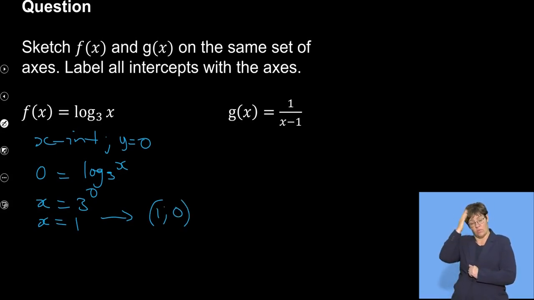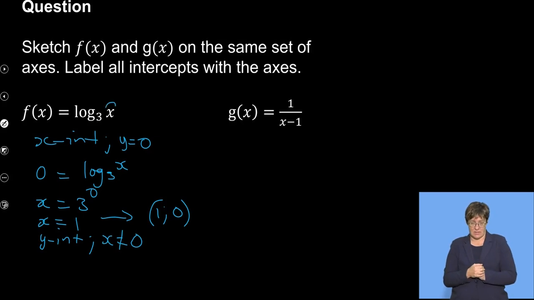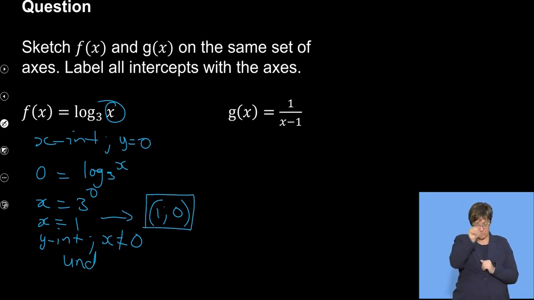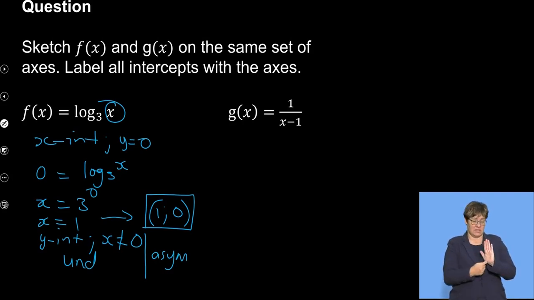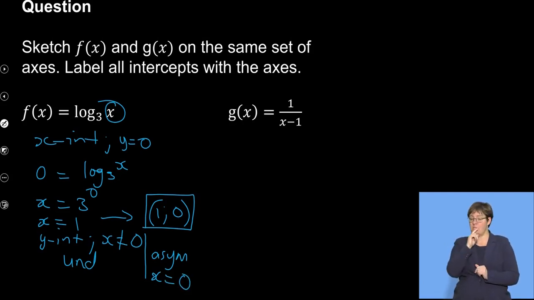And then what do we know? We know that for the y-intercept, it means that our x needs to be 0, and this cannot happen, right? We can't have x as 0 because there's no base and exponent that will give me a number that is 0. So this is undefined, right? So already I know this is one important point. And if this is undefined, it simply means that this is the asymptote of the graph, and the asymptote of the graph will then be x is equal to 0, right? So meaning it does not cross the y-axis.